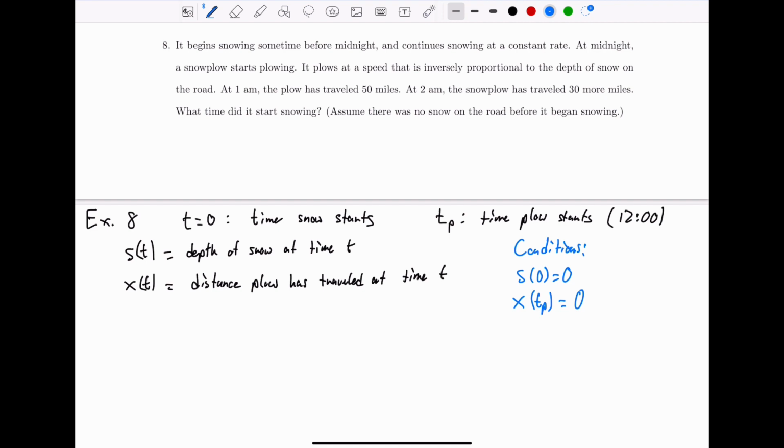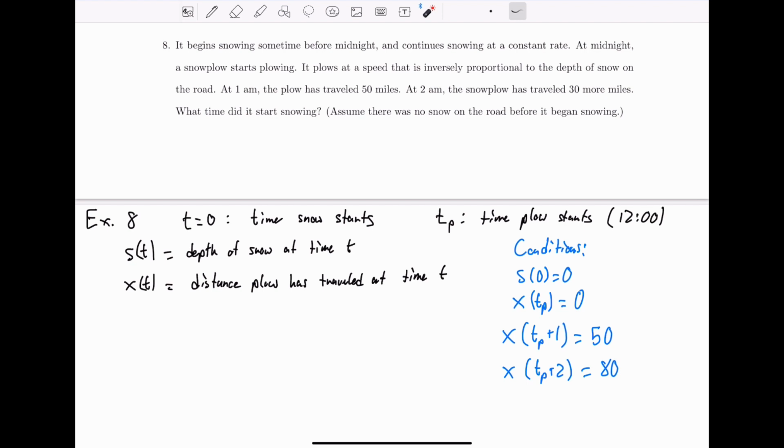We're also told at 1 a.m. how far the plow has traveled. 1 a.m. is 1 hour more than t sub p. So we can say the distance at midnight plus 1, that's 1 a.m., that distance is 50 miles. And there's one more piece of information that we can write down here. At 2 a.m., the snowplow has traveled 30 more miles for a total of 80. So we can write x of t sub p plus 2, this is 2 a.m., equals 80, 50 plus 30.